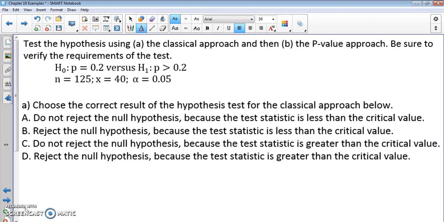Test the hypothesis using the classical approach and then the p-value approach. Be sure to verify the requirements of the test. So let's start off by verifying our requirements of the test.